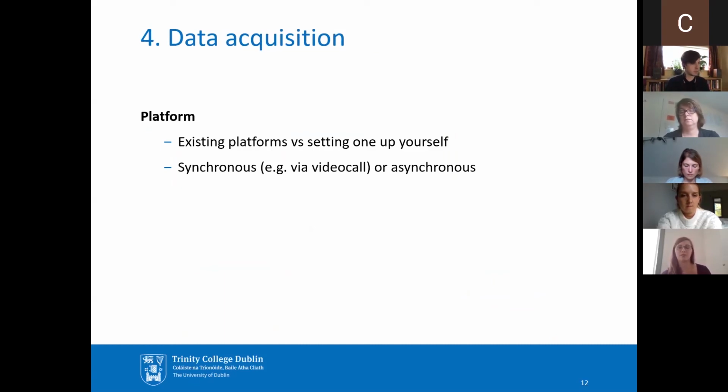Another choice you have to make is whether you want to use synchronous or asynchronous data acquisition. As I said in the presentation, I'm focusing on asynchronous acquisition, but it is possible to collect data using video calls as well. Synchronous acquisition might be technologically a bit easier to implement and gives you more control over what the parent is doing, but it comes at a cost of reduced information on stimulus presentation confounds and reduced benefit of online testing in general, such as the scalability and reproducibility.